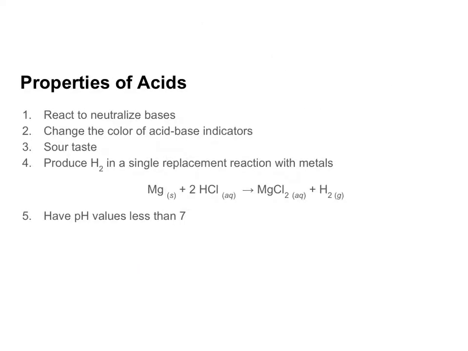Now, general properties of acids are that they tend to react to neutralize bases. They tend to change the color of acid-base indicators, as shown in that diagram on page 1 of the POGL. They all have a sour taste. They have the common property of producing hydrogen gas in single replacement reactions with metals. So for example, magnesium plus HCl makes magnesium chloride, which is aqueous, and then hydrogen gas, which is given off, and they all have a pH value less than 7.